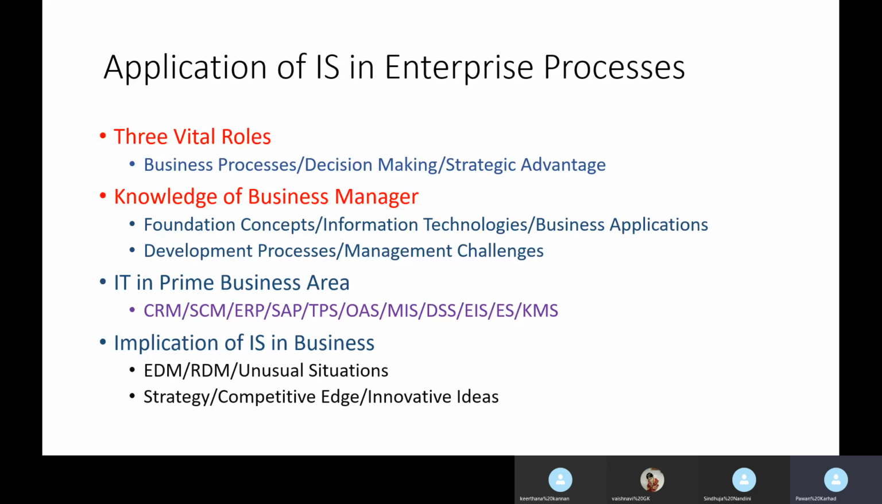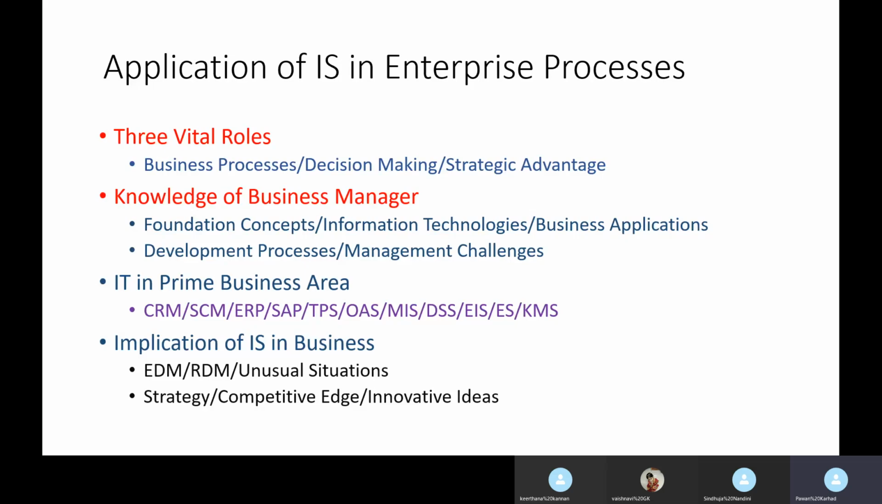So first point is EDM. What is EDM? Effective decision making. It ensures effective decision making. Then RDM, right decision making. First one is effective, next one is right, and then it also makes sure that you are able to take decisions even in unusual situations. So first point is merely about decision making. You can take effective decisions, the right decisions, and decisions in unusual situations. So information system increases your decision making abilities.